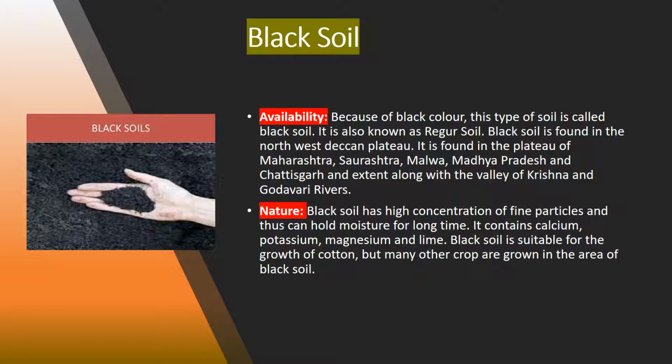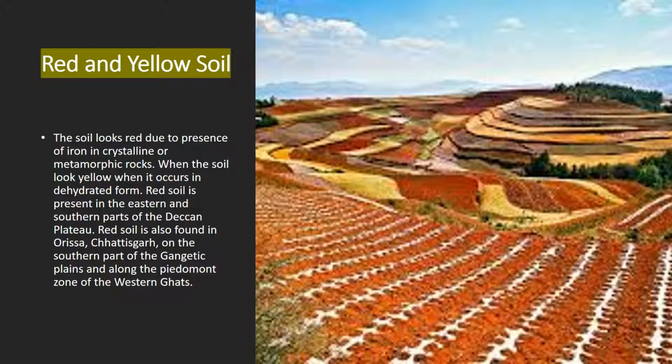Black soil is suitable for the growth of cotton, but many other crops are also grown in the area of black soil. Red soil. The soil looks red due to the presence of iron in crystalline and metamorphic rocks. The soil looks yellow when it occurs in hydrated form. Red soil is present in the eastern and southern parts of the Deccan Plateau. Red soil is also found in Orissa, Chhattisgarh, the southern part of the Gangetic Plains and along the Piedmont zone of the Western Ghats.